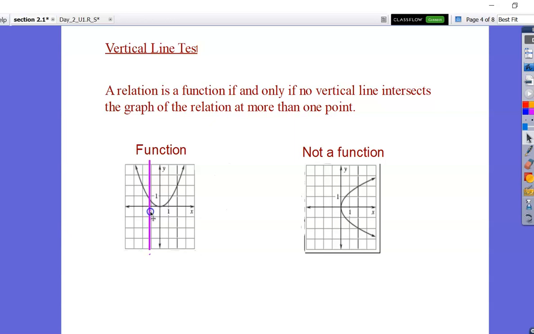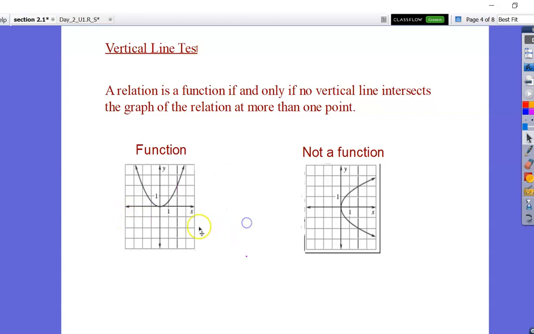Notice how every time I slide this purple line across the graph, it touches the parabola exactly one time. It never overlaps or touches the parabola in more than one place. So this first example is a function because it passes the vertical line test.